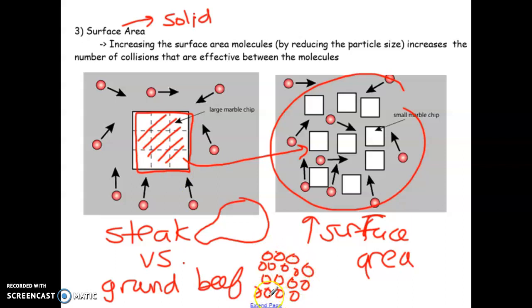Now this can cook a lot faster because the heat is essentially touching all of these little portions. So when you increase the surface area, you're basically making the particle size smaller, so the number of collisions is going up. So again, this is affecting the number of collisions, right? Going from this large piece to the smaller pieces, your collision number is going up.